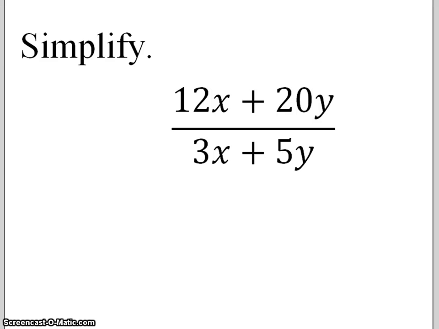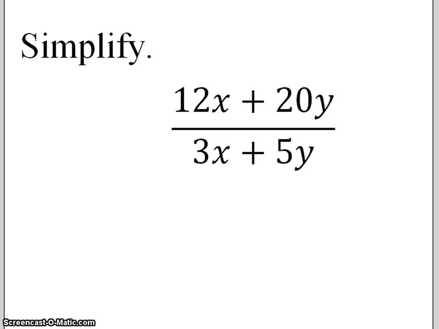Alrighty, in this video we're going to talk about simplifying rational expressions, multiplying rational expressions, and dividing rational expressions. Basically, a rational expression is just an expression that is a fraction, and the numerator and/or denominator contains variables. So if you look at this problem, 12x plus 20y over 3x plus 5y.